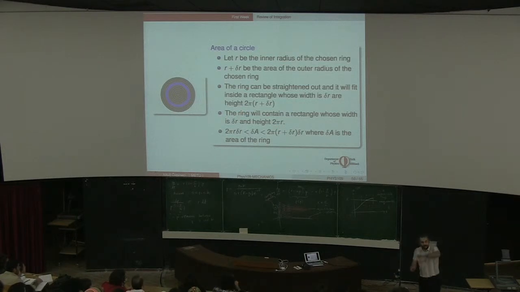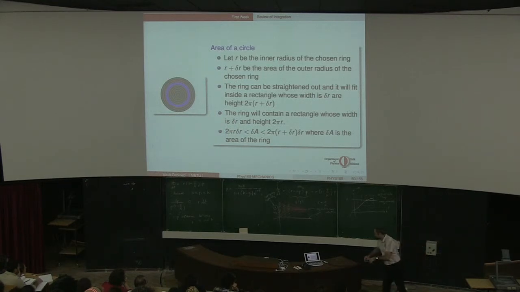So if I straighten this ring up, I know that it will fit in a rectangle whose thickness is delta r. Well, this is delta r, so it will fit in a rectangle of width delta r and height 2 pi times r plus delta r. This is because this is the longer side of the object that I obtained by straightening out this ring, and it will completely contain a rectangle whose width is delta r and whose height is the smaller side.